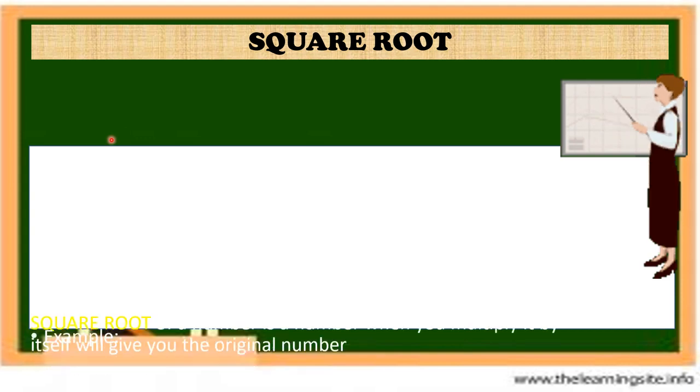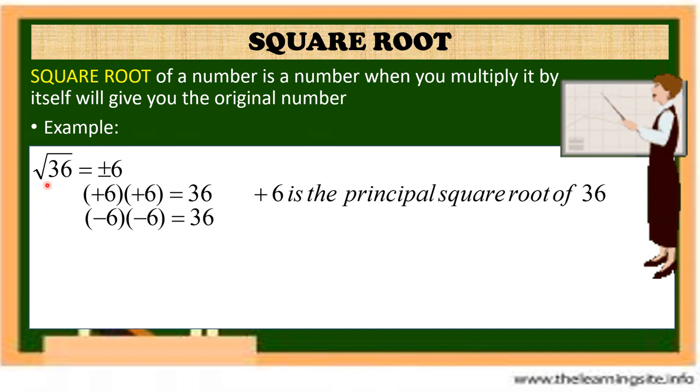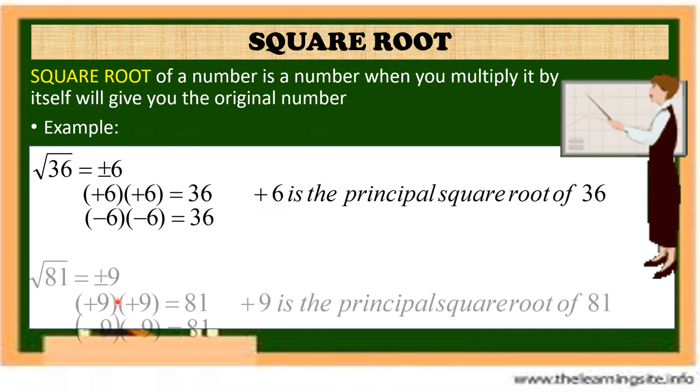Square root. The square root of a number is a number that, when you multiply it by itself, will give you the original number. Example: the square root of 36 equals plus and minus 6. Positive 6 times positive 6 equals 36. Negative 6 times negative 6 equals 36. Positive 6 is the principal square root of 36.